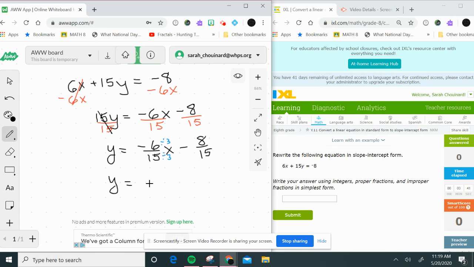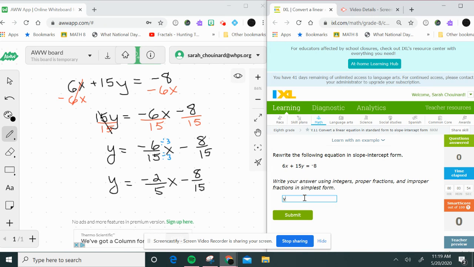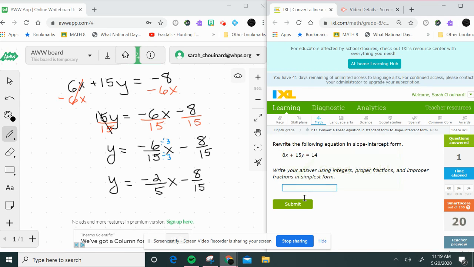So my final answer is going to be negative 2/5 x minus, and 8/15 cannot be simplified because there's no common factor between 8 and 15. So y equals, and I'm just going to type it with the slash bar to show it's a fraction. So negative 2/5 x minus 8/15.